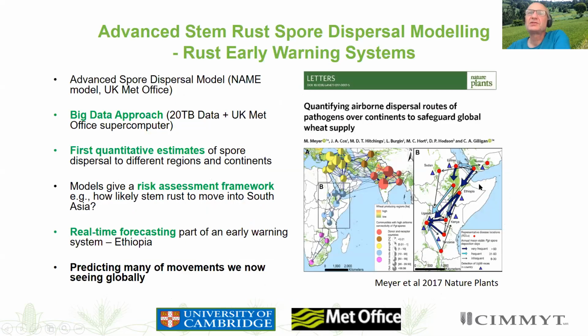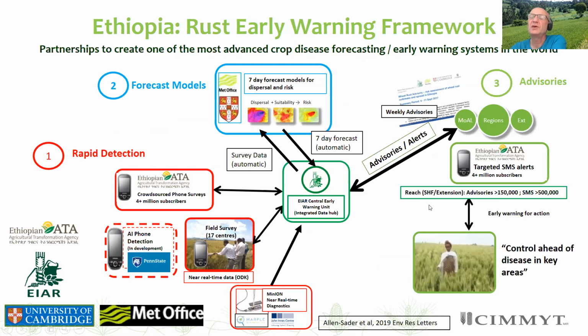In addition, thanks to links to the University of Cambridge and the UK Met Office, they've been able to develop advanced forecast models looking at dispersal, but also environmental suitability. These have really given us a whole new indication of migration routes, and also have opened the door for in-season early warning systems. So in Ethiopia, we've put together an operational early warning system. We've now got near real-time detection in the field.